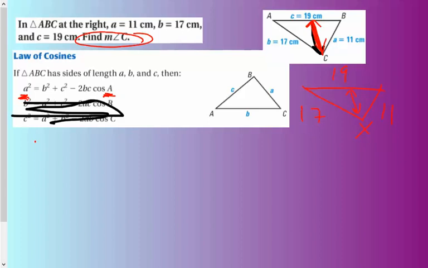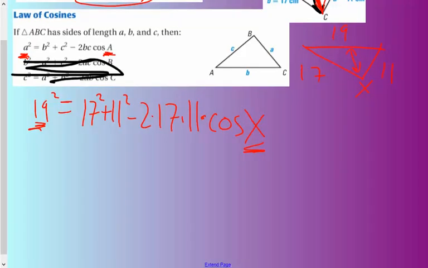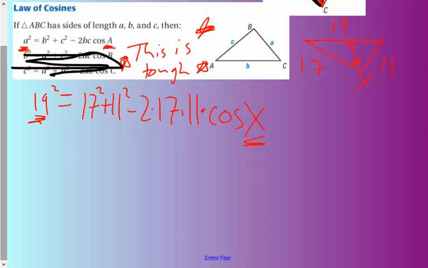So 19 squared equals 17 squared plus 11 squared minus 2 times 17 times 11 times the cosine of angle X. The 19 and the angle you're looking for have to be opposites of each other. That will help you. Now, I'm going to go through the solving. This is tough. Put this in your notes, the steps that I'm going to write down here, because this is tough. What you're going to do is go through the following, and it's because this 2 times 17 times 11, that's where kids are going to make mistakes.